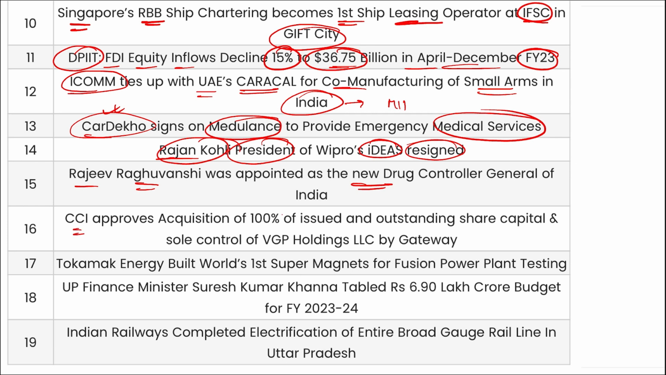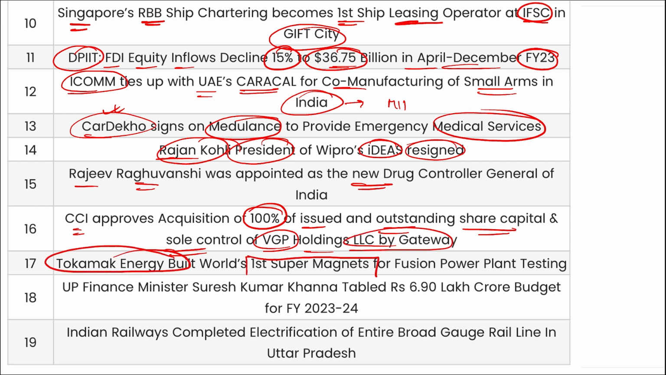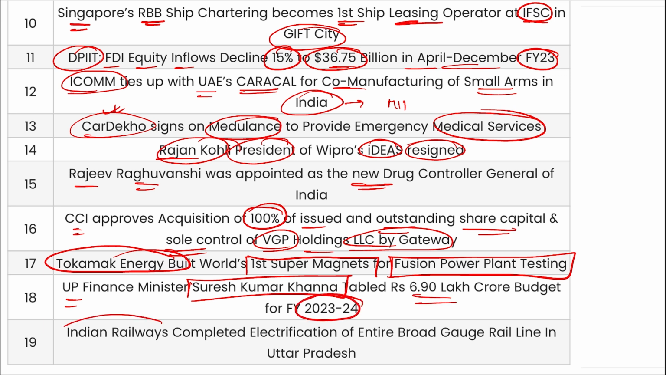CCI has approved the acquisition of 100% of issued and outstanding share capital and sole control of VGP Holdings LLC by Gateway. Tokamak Energy built the world's first super magnet for fusion power plant testing. UP Finance Minister Suresh Kumar Khanna has tabled 6.9 lakh crore rupee budget for fiscal year 23-24. Indian Railways completed the electrification of the entire broad gauge rail line in Uttar Pradesh.